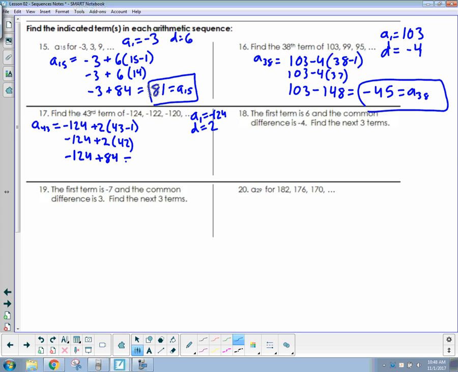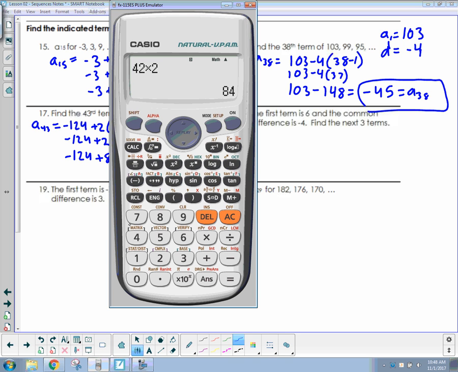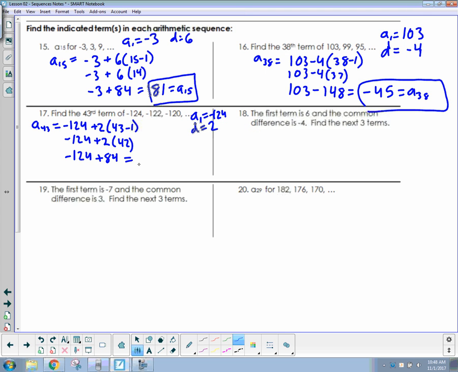I hope these things are starting to get easier. This is basic algebra. You're just plugging in what you know and solving for what you want to find out. The first term is 6. The common difference is negative 4. Find the next 3 terms. Subtract 4 from 6 and we get 2. Subtract 4 more, and you just keep up that pattern. This says the first term is negative 7. Common difference is 3. Find the next 3 terms. Negative 4. Negative 1. 2. Easy.